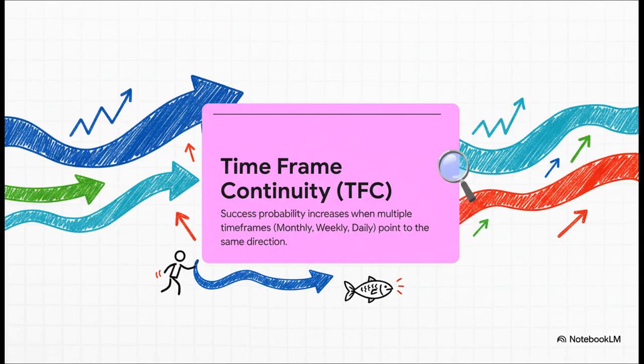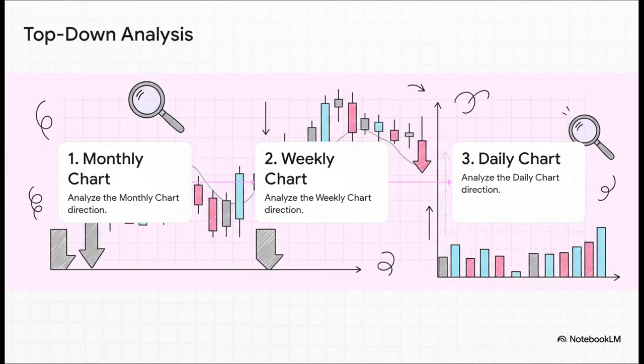So if the long-term trend is up, you should only be looking for buy signals. Simple as that. And checking for this is super straightforward. It's always a top-down analysis. You start with the big picture on the monthly chart to see the macro trend. Then you zoom into the weekly, and then finally down to the daily chart to see if they all agree.